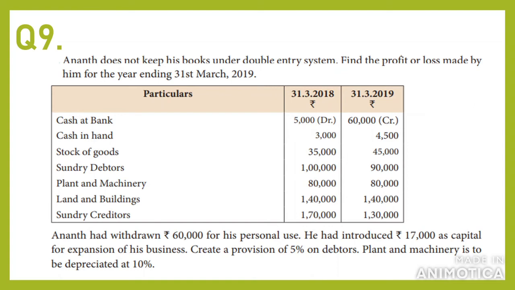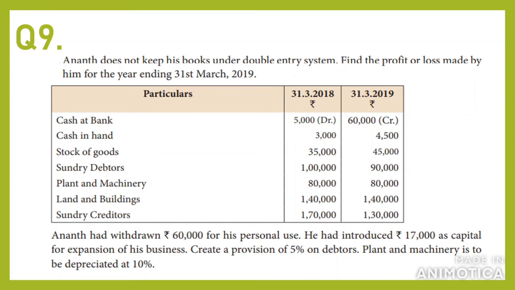And then we have other items: cash in hand, stock, debtors, plant and machinery, land and building, and creditors. And then Anand had withdrawn 60,000 for his personal use. So what does this mean? It means it is drawings for the year. And then he had introduced 70,000 as capital for expansion. And this represents additional capital during the year.